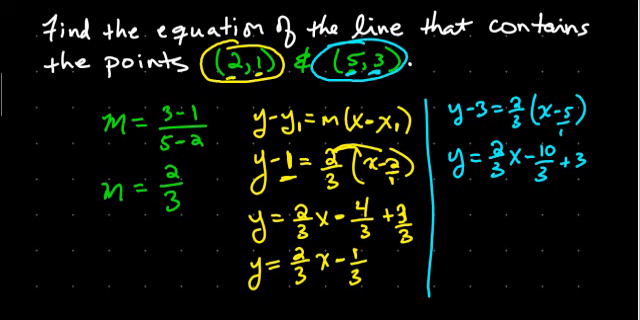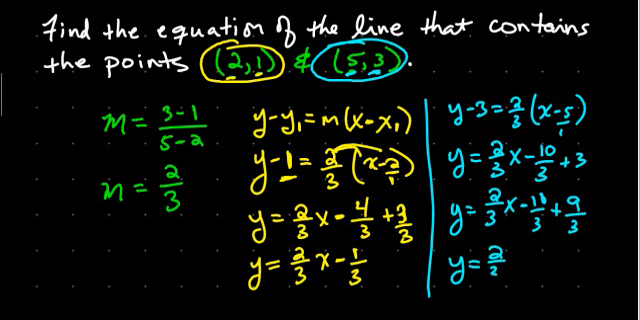And now we need to get this 3 with the common denominator of 3. So y equals 2/3 x minus 10/3. And we can rewrite 3 as 9/3. And we'll see y equals 2/3 x, and this is negative 10 plus 9, which is a negative 1/3. Okay, that's going to conclude this video on linear functions. Thank you.